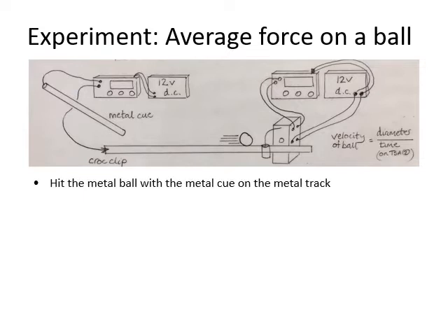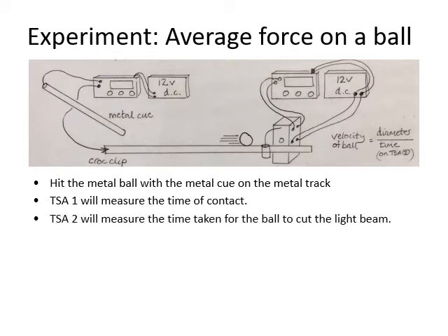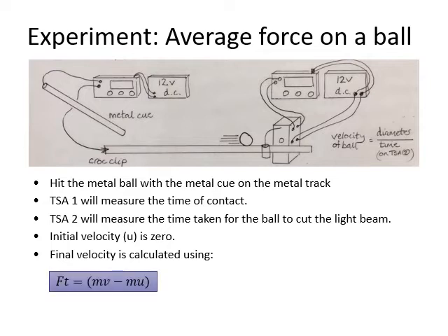Okay, so the ball is hit with the metal cue. It measures the time of contact, measures the time for the beam to cut there. Our initial velocity is 0. And we can work out our final velocity using the diameter of the ball divided by the time to cut the light beam, and then we can work out our force from our impulse's change in momentum relationship.